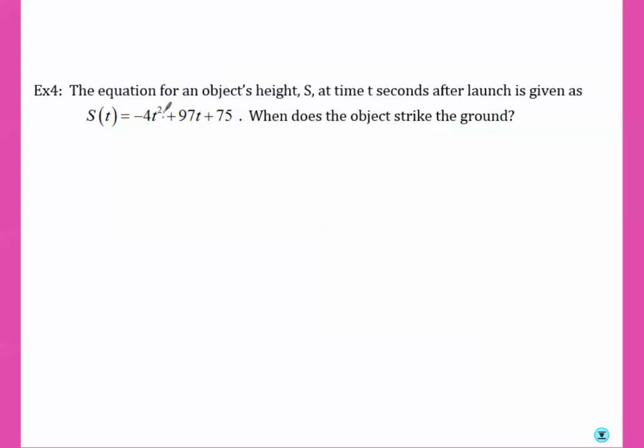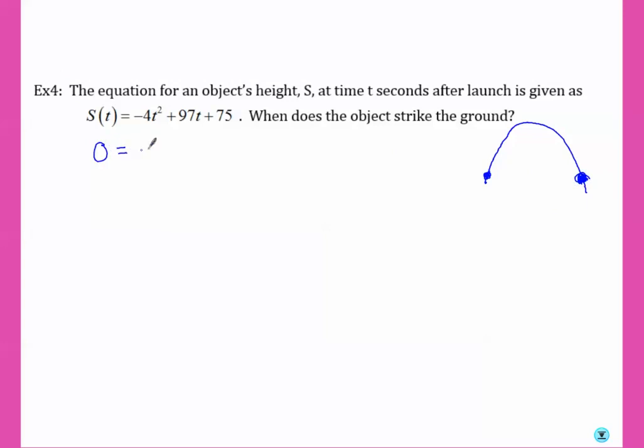You should know that since it's got a square in it, we know it's going to be a quadratic, and since it's negative, it's going to be a quadratic that faces down. So an object is launched up into the air, and then eventually gravity brings it back down. And we want to know how long it takes, or at what time it strikes the ground. When it's on the ground, what is that object's height? When it's on the ground, it's 0 feet off the ground, so its height is 0.